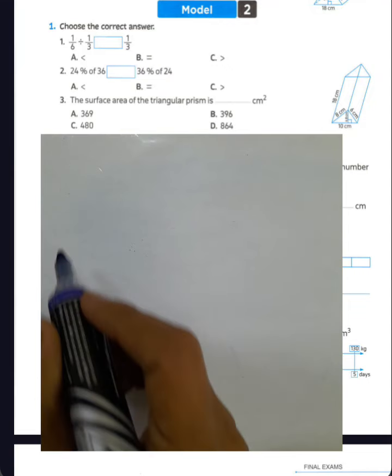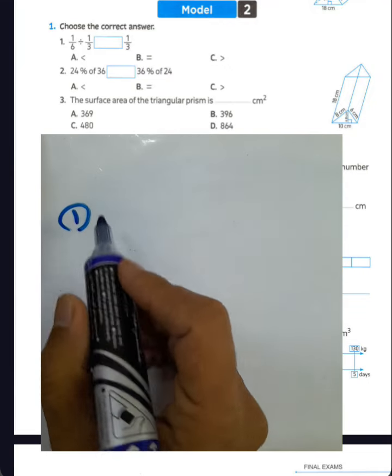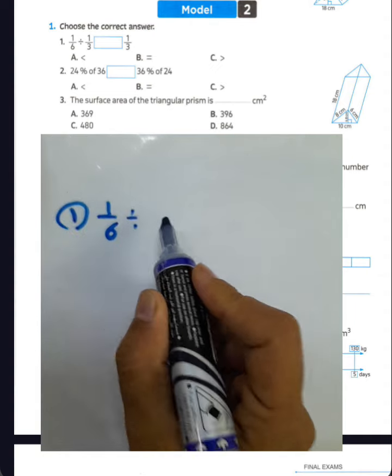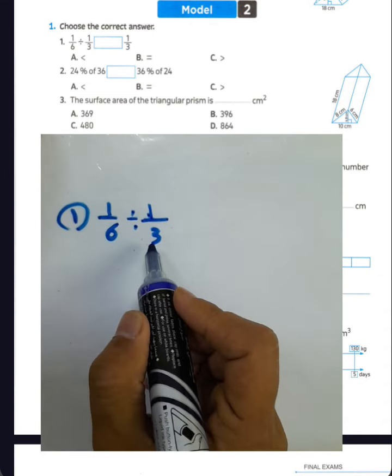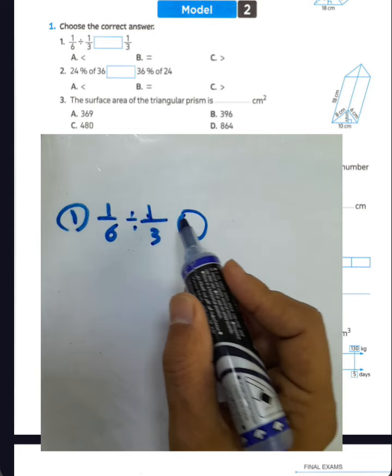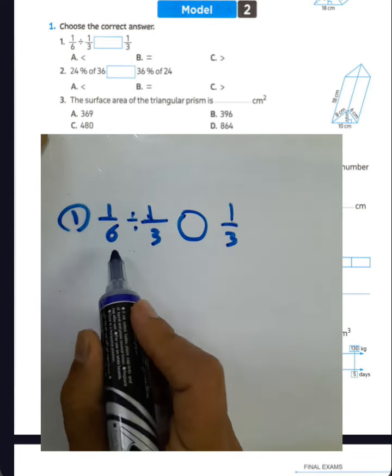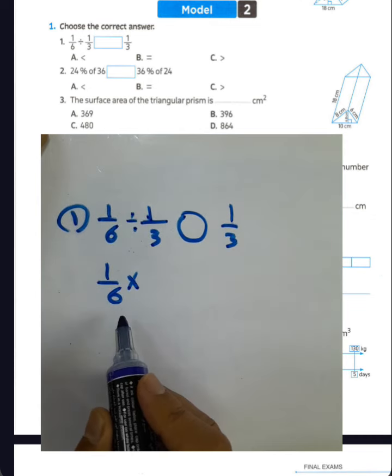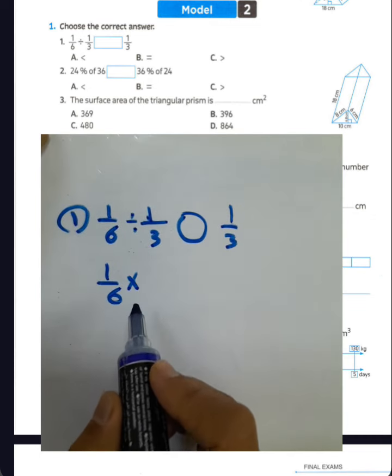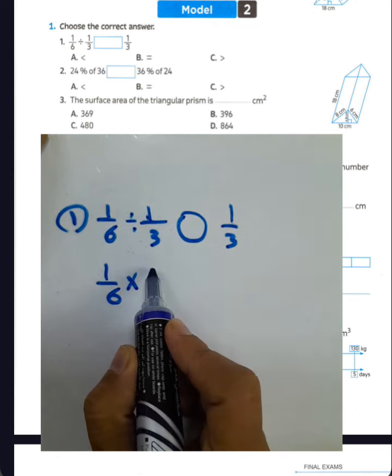Number 1, compare 1 over 6 divided by 1 over 3. 6 is divided by a third. We can solve this example by writing 1 over 6, then multiplication: convert from division to multiplication, and write the reciprocal of 1 over 3, which will be 3 over 1.